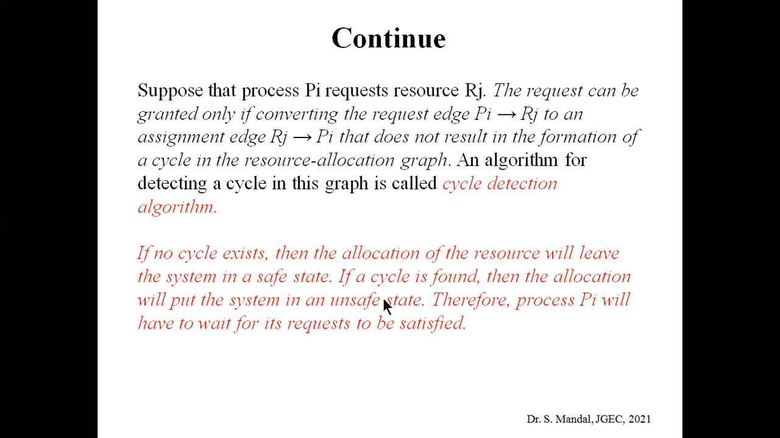Okay, so if no cycle exists after the conversion from request edge to assignment edge, then the allocation of the resource will leave the system in a safe state. But if a cycle is found, then the allocation will put the system in an unsafe state, and therefore the respective process, that is Pi, will have to wait for its request to be satisfied in future. Okay, so that is the resource allocation graph algorithm. Clear? That means after conversion from request edge to assignment edge, we need to find out if there is any cycle present there.